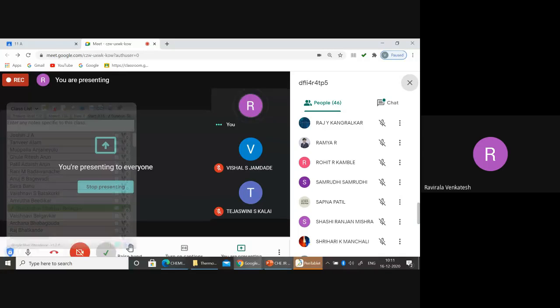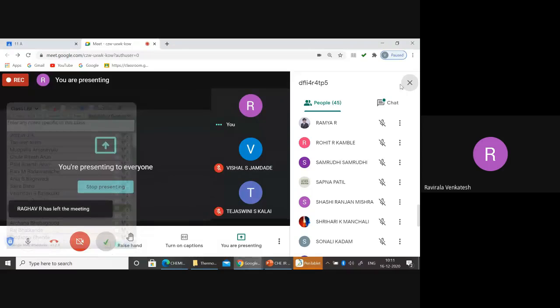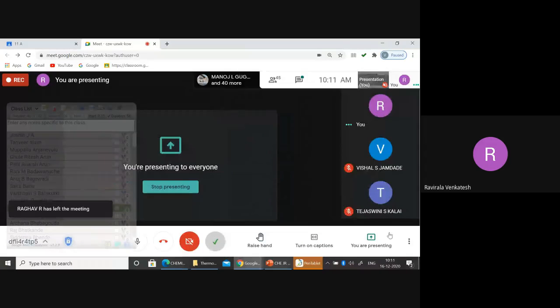Just reading the absentee names, beta: Swastika, Triambak, Sardak, Riya, and Anuj. These are the absentees. Right. Do you have any doubts, beta?